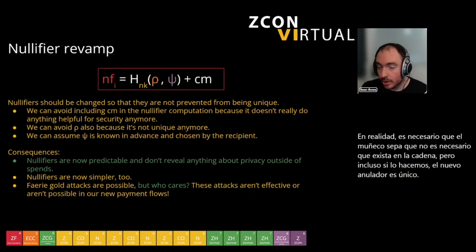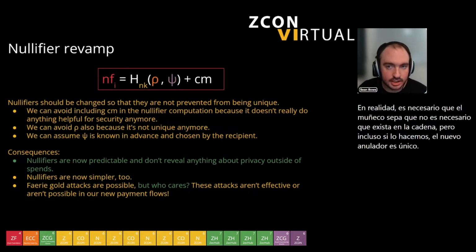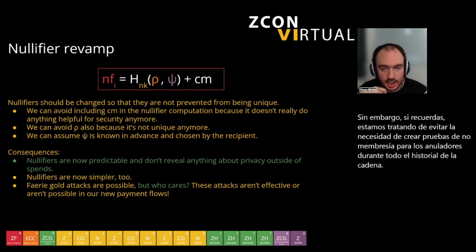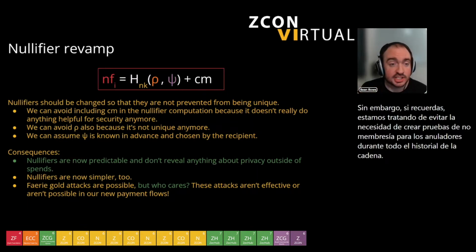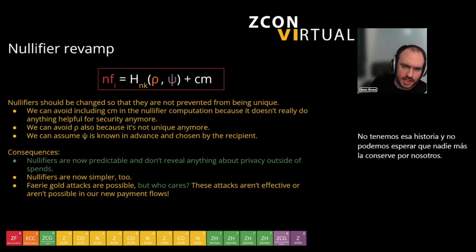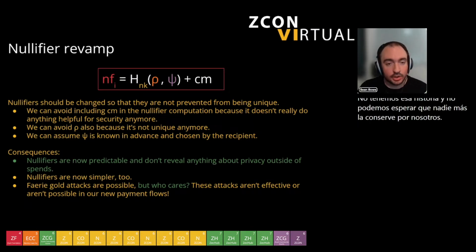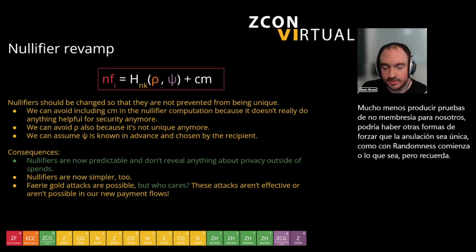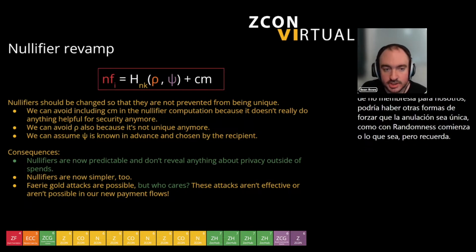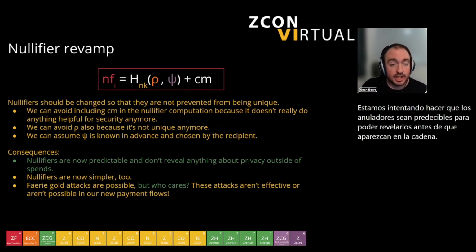if you remember, though, we're trying to avoid needing to create proofs of non-membership for nullifiers for the entire history of the chain. So we don't have that history. We can't expect anyone else to retain it for us, much less produce non-membership proofs for us. There might be some other ways to force the nullifier to be unique, like with randomness beacons or whatever. But remember, we're trying to make the nullifiers predictable, so that revealing them prior to them appearing on chain doesn't compromise your privacy. So this suggests that maybe we need to ditch the requirement that nullifiers need to be unique at all.